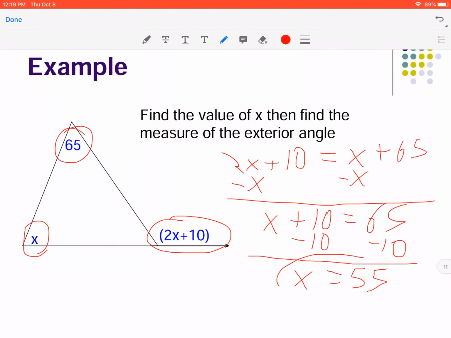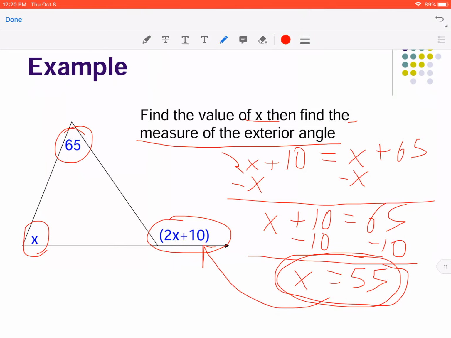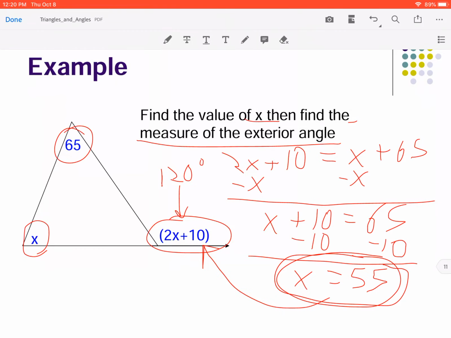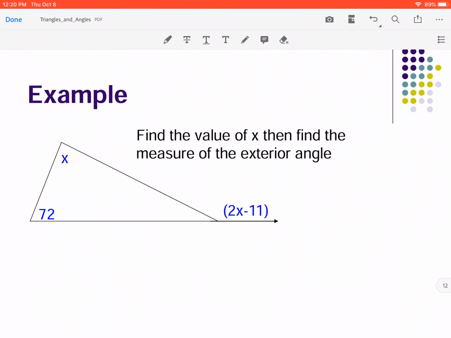Now just be careful. Does it say find the value of x? Yes. But then it says find the measure of the exterior angle. So what do I need to do to this answer here? Plug it back in. So 2 times 55 is 110. 110 plus 10, this angle should be 120 degrees. That's what you're doing. They really don't get that much tougher than that.